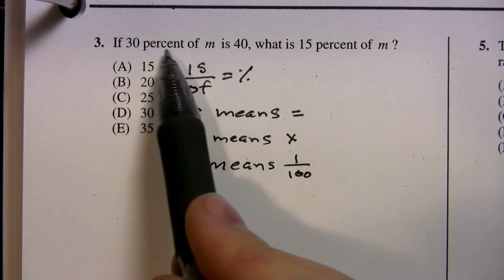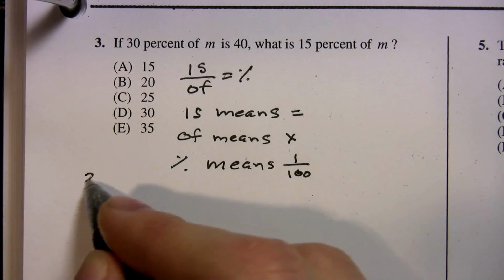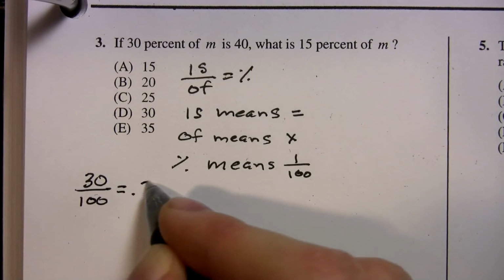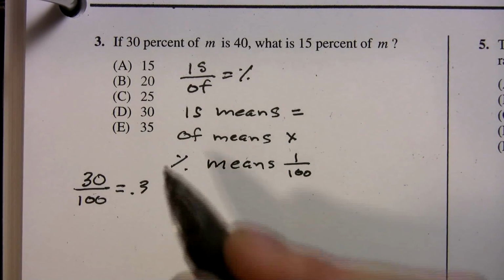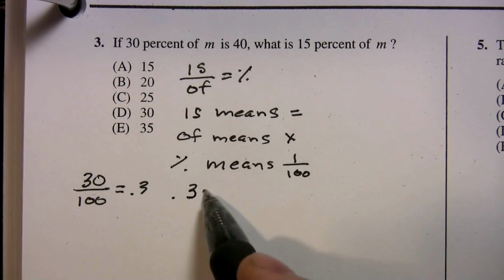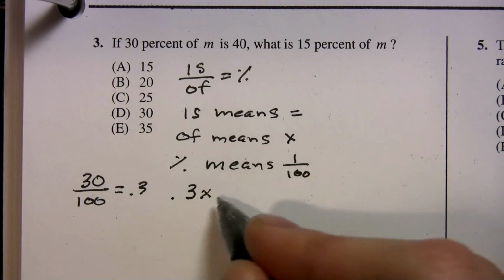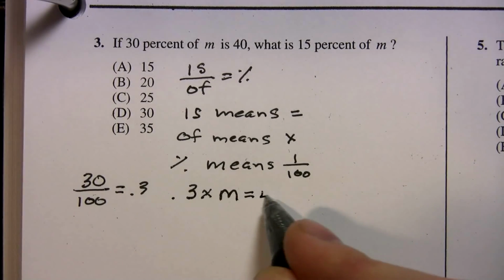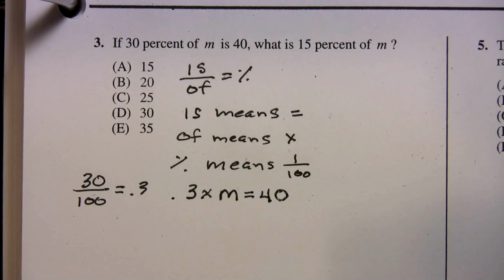30%. Well, we can write 30% as 30 over 100, and you can use your calculator to find out that that's 0.3. So now we have 0.3 of m is 40. So I'm just translating straight across.